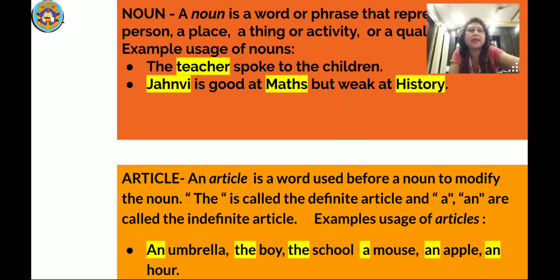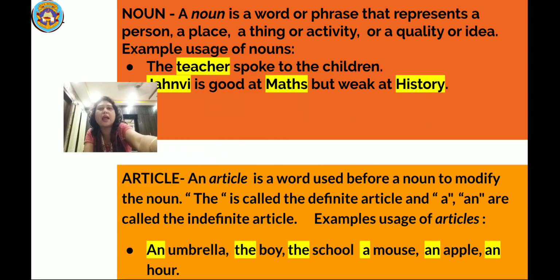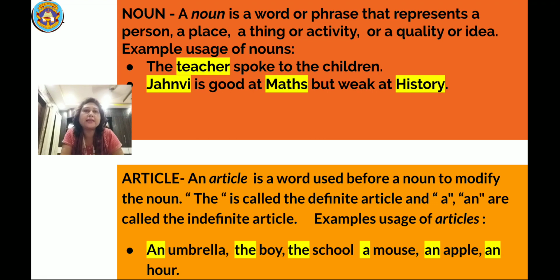So here you can see, the first one we have is the noun. Now what is a noun? A noun is a word or a phrase that represents a person, a place, a thing or activity, or any quality or idea. Examples of nouns, you can see here: the teacher spoke to the children.